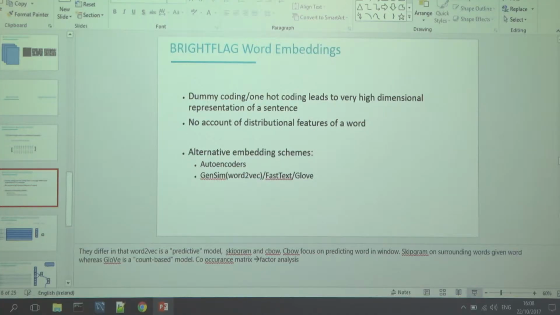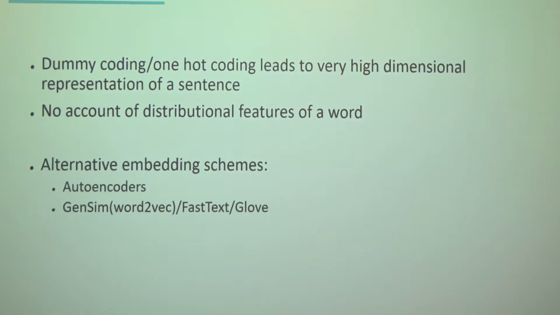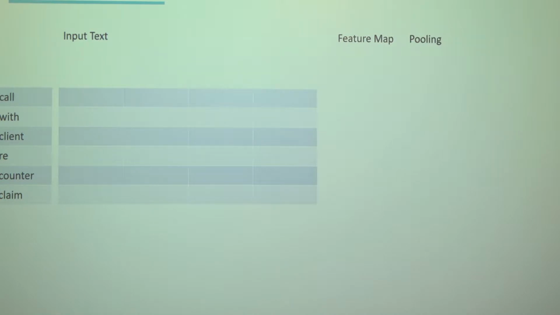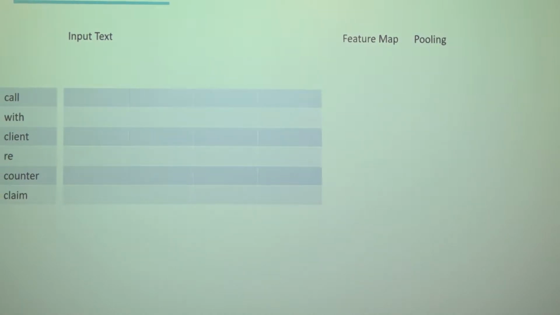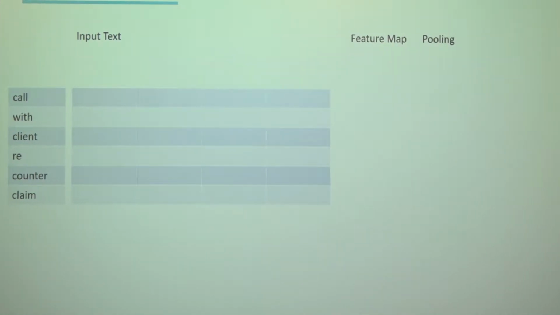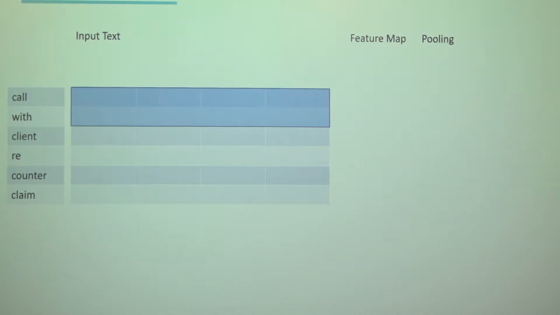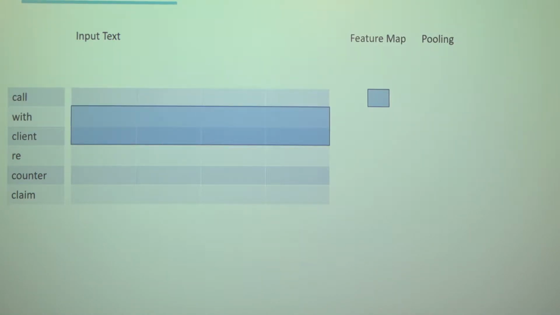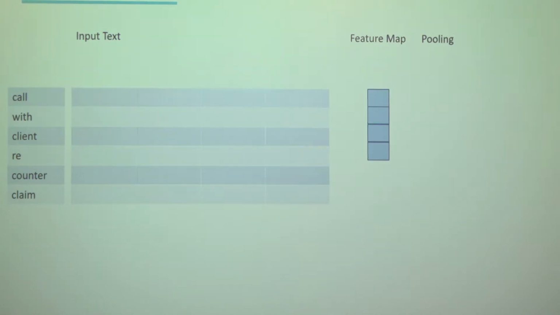But in terms of how convolutional nets look in practice in text, it's not dissimilar to how convolutional nets process images, in that you're effectively passing a kernel function over your text. So if we have an input text here, which is "call with client, read counterclaim", and we're representing that in a 5-dimensional embedding on the right hand side, we can pass a kernel function over the input text and create a feature map of that text.